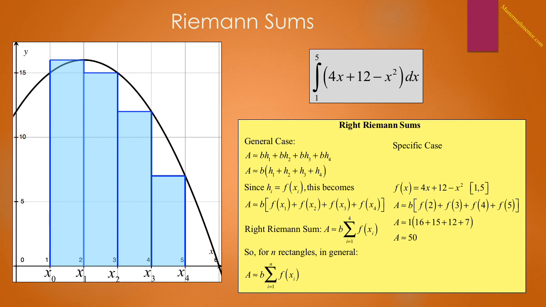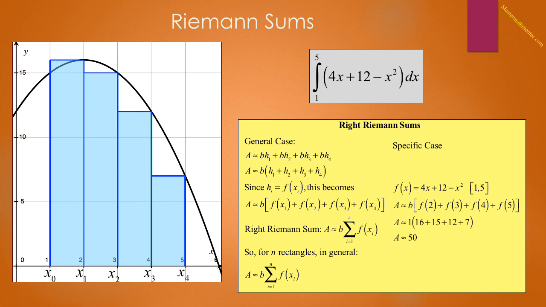So when we do this for the specific case, we will say that the area will approximately equal b times the quantity f of 2 plus f of 3 plus f of 4 plus f of 5. So our right Riemann sum area formula is A is approximately equal to b times the summation i equals 1 to 4 of f of x sub i.